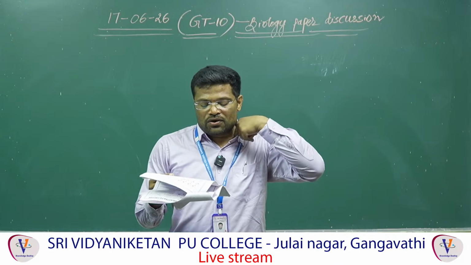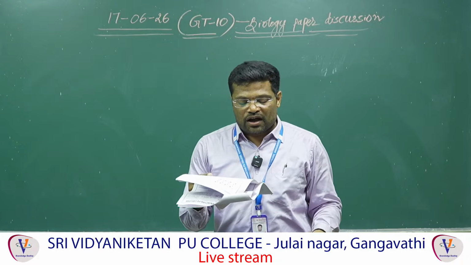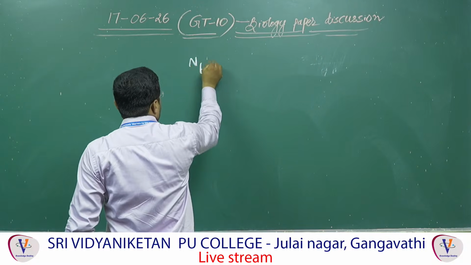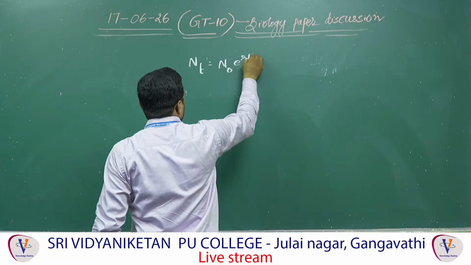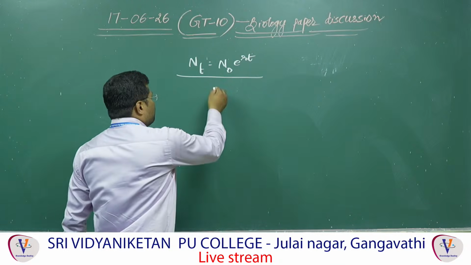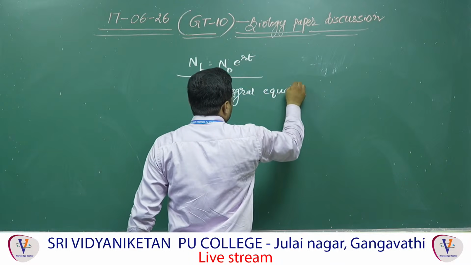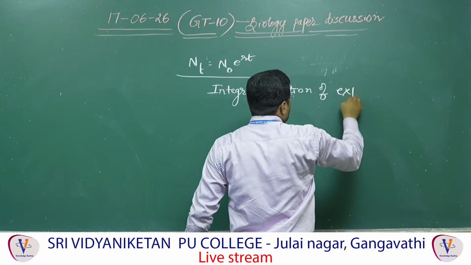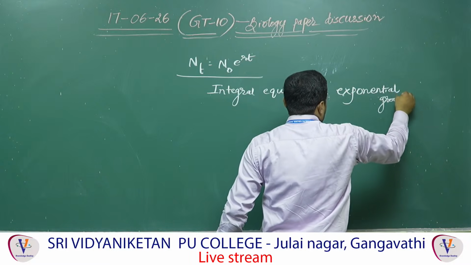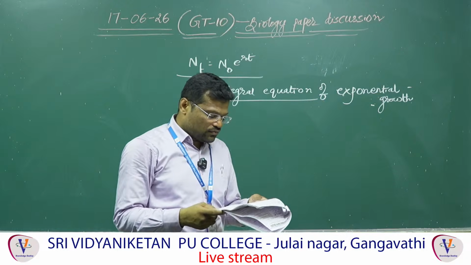129. Nt is equal to N naught e to the power rt. This is for exponential growth. Nt is equal to N naught e to the power rt represents exponential growth. So this is the integral equation of exponential growth. Now the answer is 1.